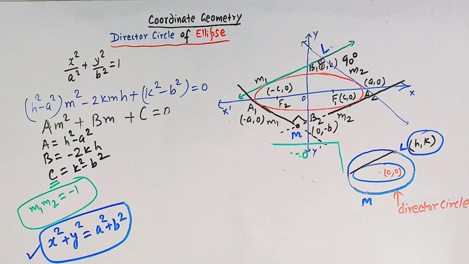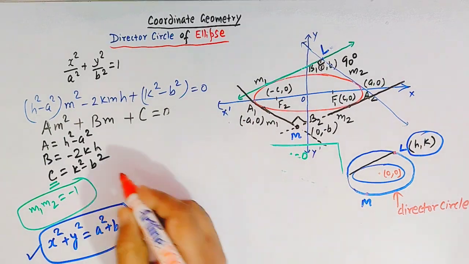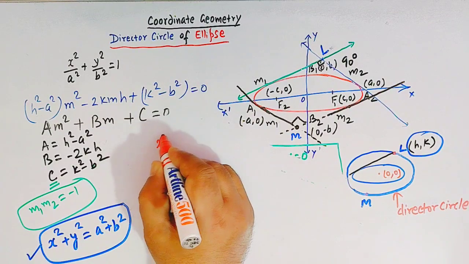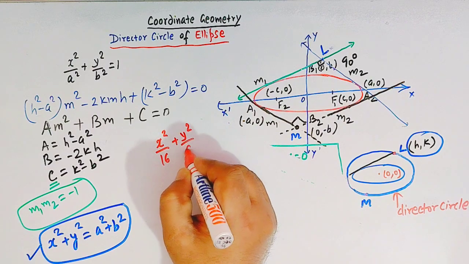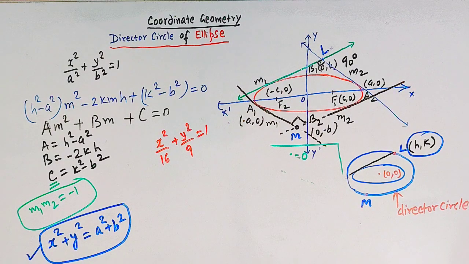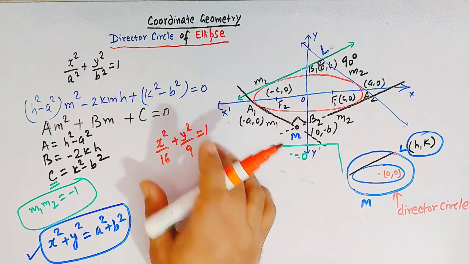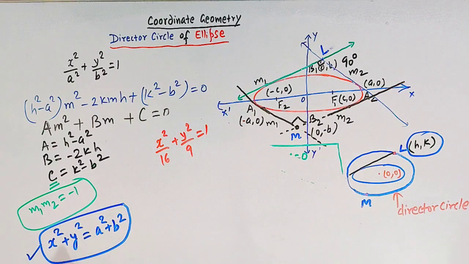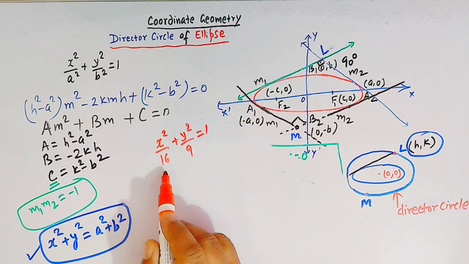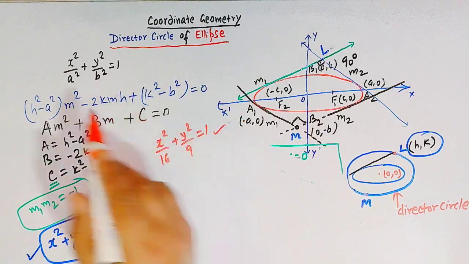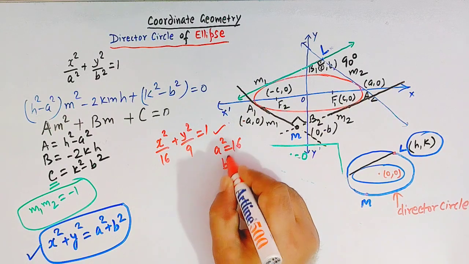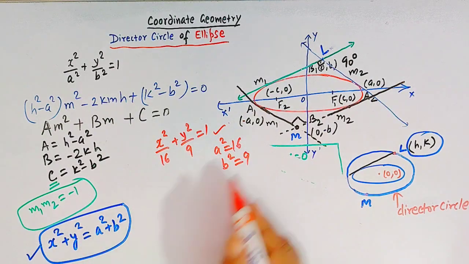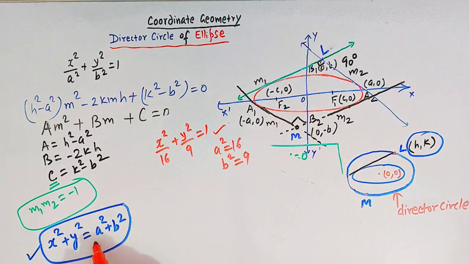So let us quickly see an example. Suppose we have the equation of an ellipse as x square over 16 plus y square over 9 is equal to 1, and we are to write the equation of the director circle of this ellipse. What we will do is compare this equation with this one. So we have a square is equal to 16 and b square is equal to 9, and we can simply substitute the values of a square and b square over here.